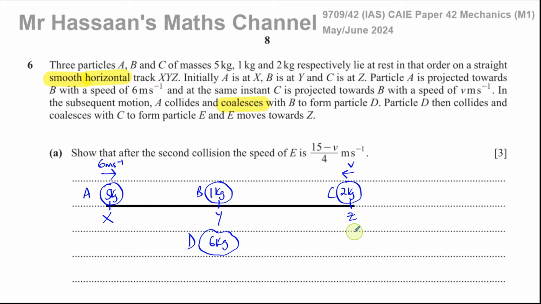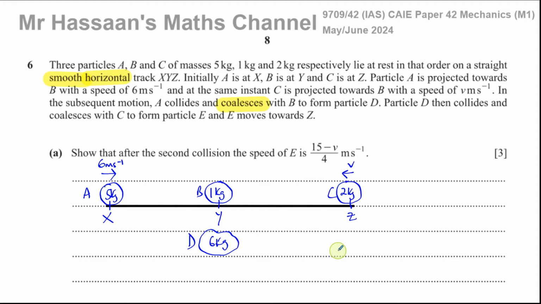So then C is moving towards D, and D is moving towards C. When they collide, the particle E is formed. It says here, show that particle D then collides with C to form particle E, and E moves towards Z. Show that after the second collision, the speed of E is (15 minus V) over 4 meters per second.